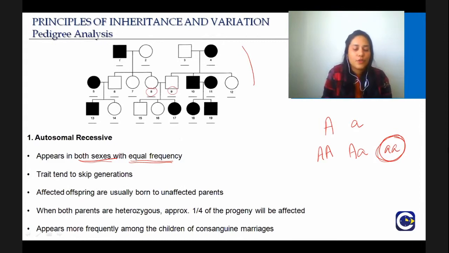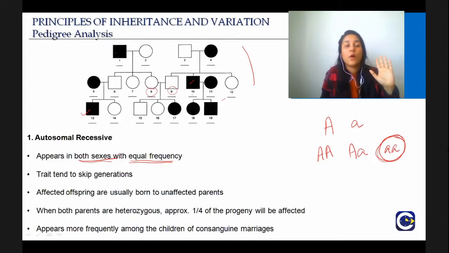For example, if you look here, the males, if you count, this is 1, then this is 2, then this is 3, and then this is 4. And females are 1, 2, 3, 4, 5. So it is close enough. It's not that it is all female and one male. So when such a condition is there, then it is an autosomal recessive disorder.